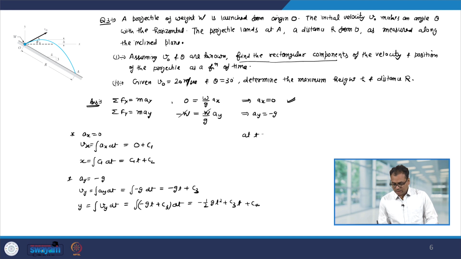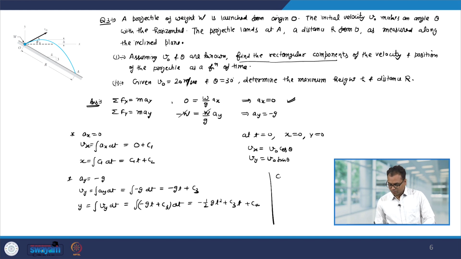Now, we have to find out what these constants C1, C2, C3 and C4 are from the initial conditions. You know that at t equal to 0, x is 0 and y is also 0, because we have fixed our coordinate at x equal to 0, y equal to 0. And Vx at t equal to 0 is V naught cos theta and Vy is V naught sin theta. From here you can clearly see that C1 will be V naught cos theta and C2 will be 0, C3 will be V naught sin theta and C4 will be 0.